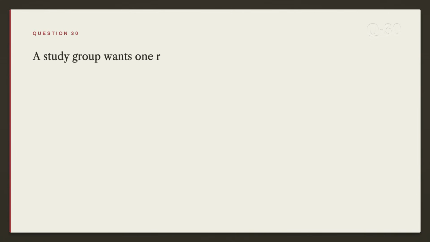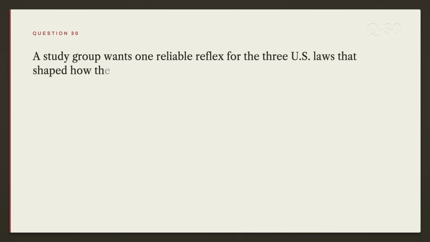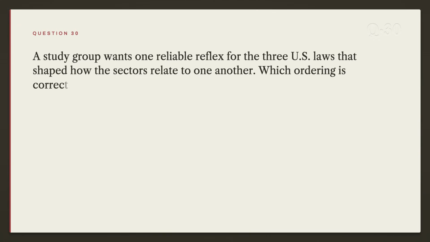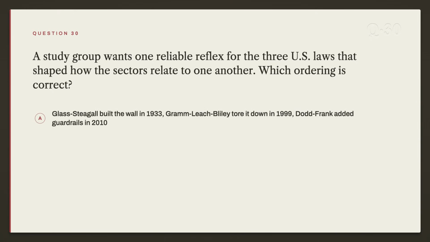Question 30. A study group wants one reliable reflex for the three US laws that shaped how the sectors relate to one another. Which ordering is correct? Your options are: A. Glass-Steagall built the wall in 1933. Graham Leach Bliley tore it down in 1999. Dodd-Frank added guardrails in 2010.